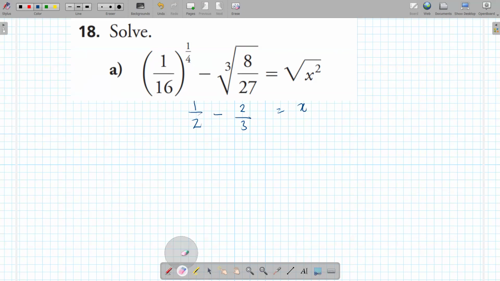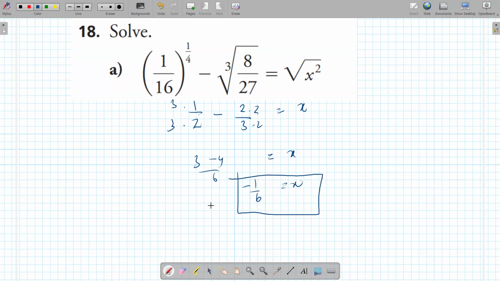So the 4th root of 1 over 16, it's a 4th root because of the index. It's 1 over 2. So we have 1 over 2 minus 2 over 3. You multiply this by 3 on the top and the bottom, becomes 3 minus 4 over 6. So it's negative 1 over 6. And that's the final answer for this one. 3 steps.